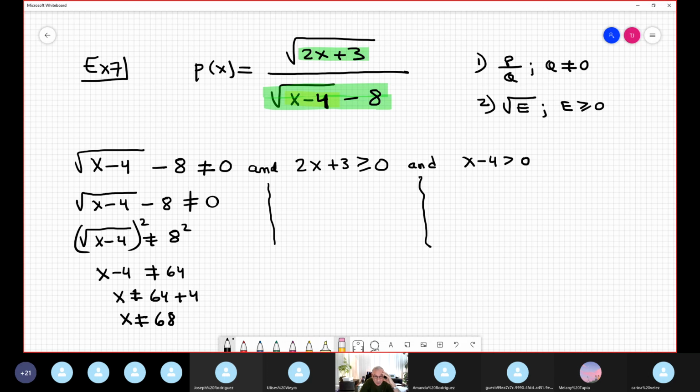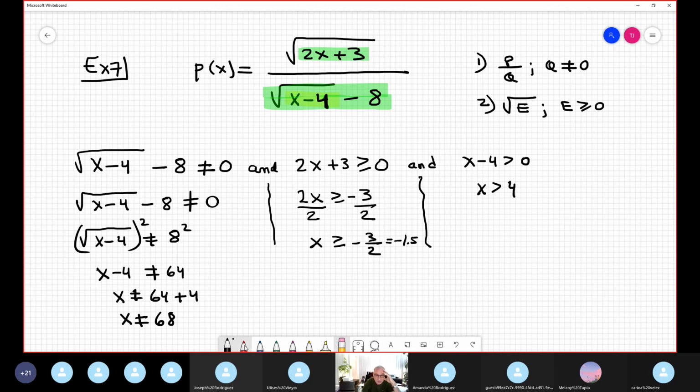let's move on to the second inequality. The second inequality is 2x greater than or equal to minus 3, divided by 2. X is greater than or equal to negative 3 half. 3 half in decimal is 1.5. I put it in decimal because in decimal it is easy, at least for me, to see on the number line. And finally, this is x greater than 4.